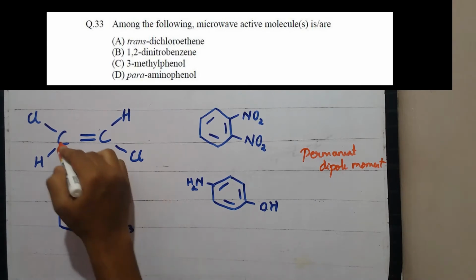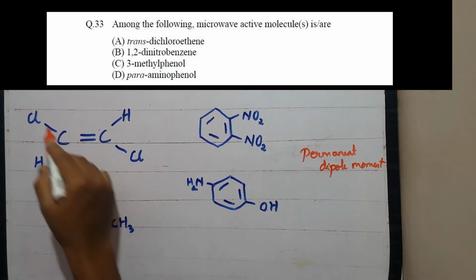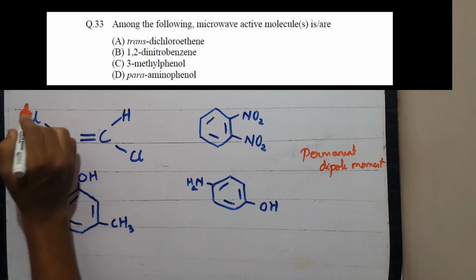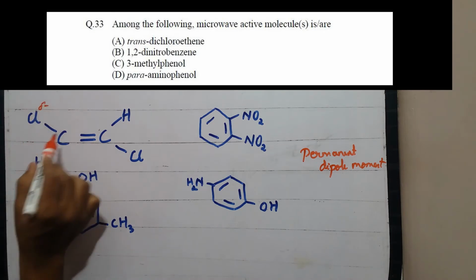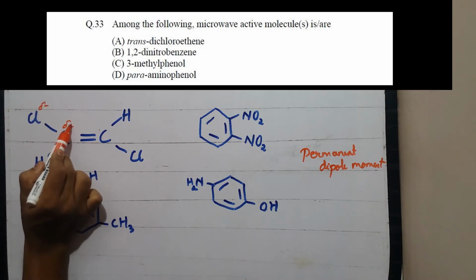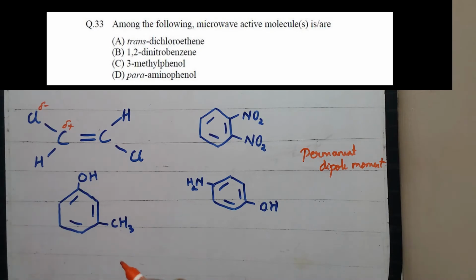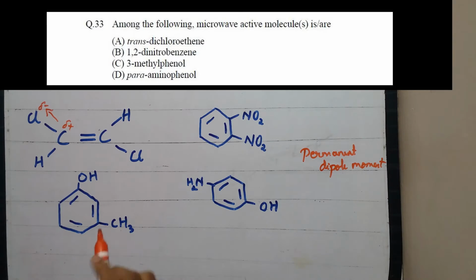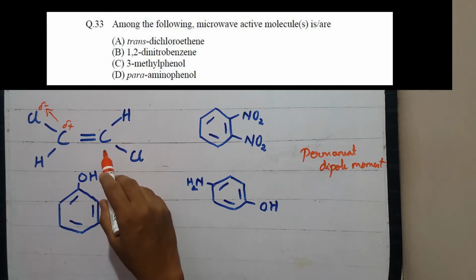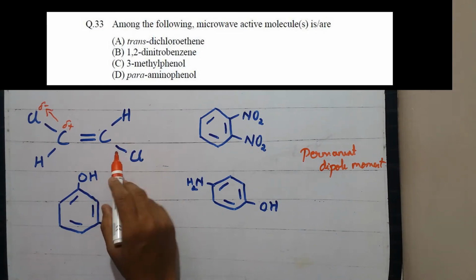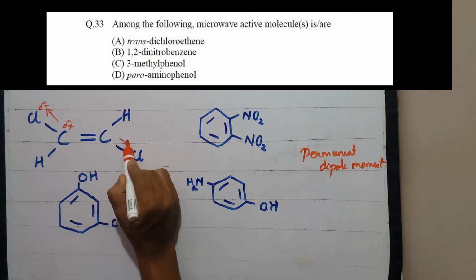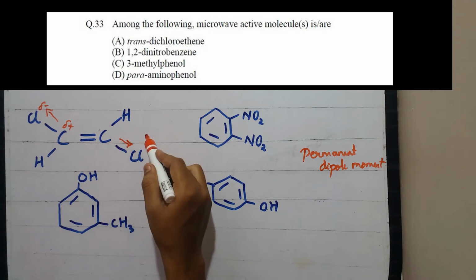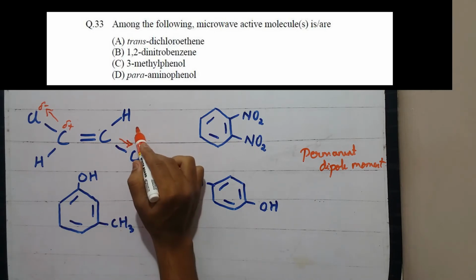dichloroethene, there is a C-Cl bond which is polar because chlorine is electronegative. So a charge separation occurs. Chlorine would be delta negative and carbon would be delta positive. So the dipole is acting in this direction. But it is a trans dichloro, so there is another dipole acting in this direction. So the net dipole moment in this molecule would be 0. Hence it is microwave inactive.